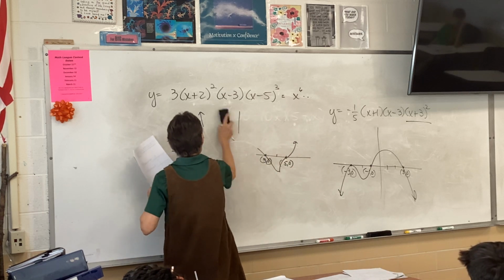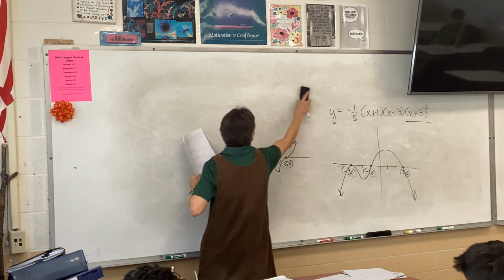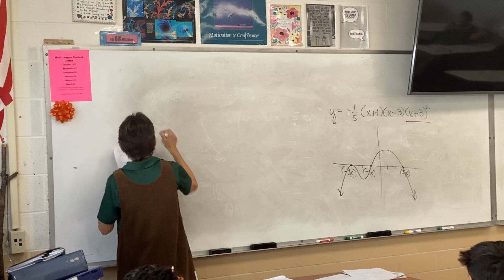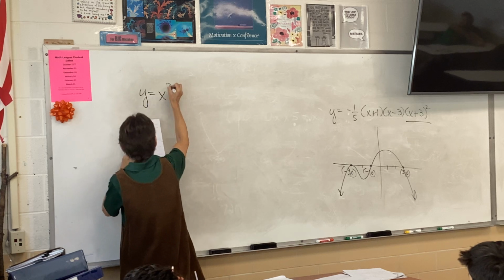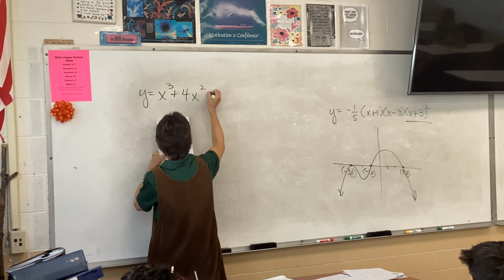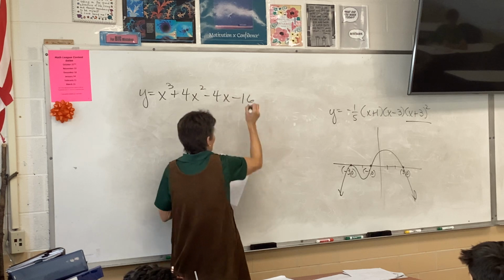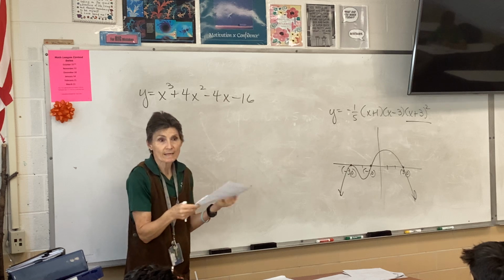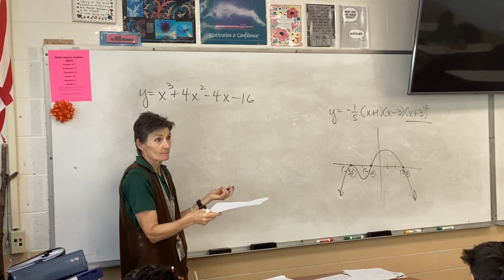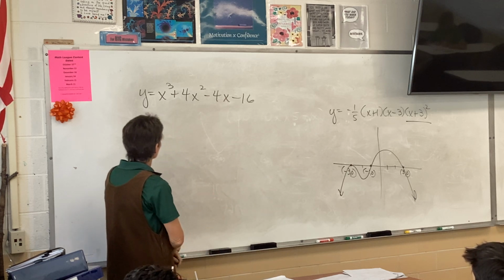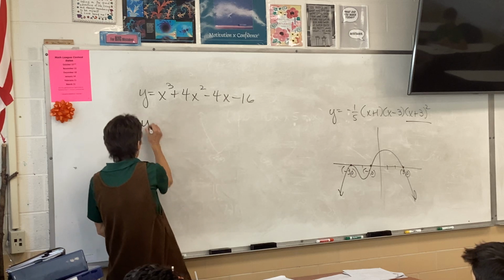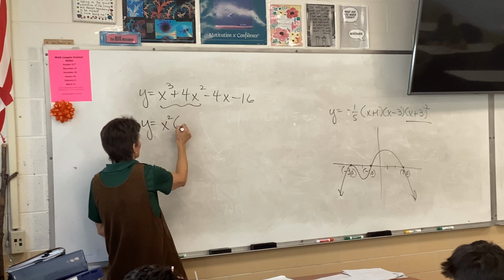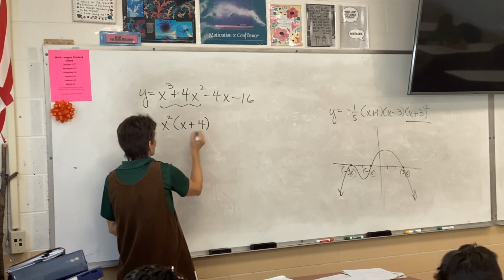All right, the last one is a little bit trickier. Why is this one a little bit trickier? It's not factored. So we're going to have to factor it. So what do you think when you look at that? Factor it by grouping. So x squared, x plus 4.